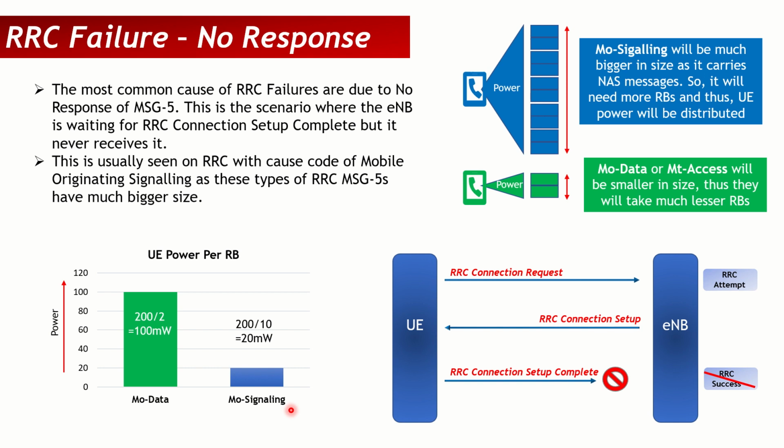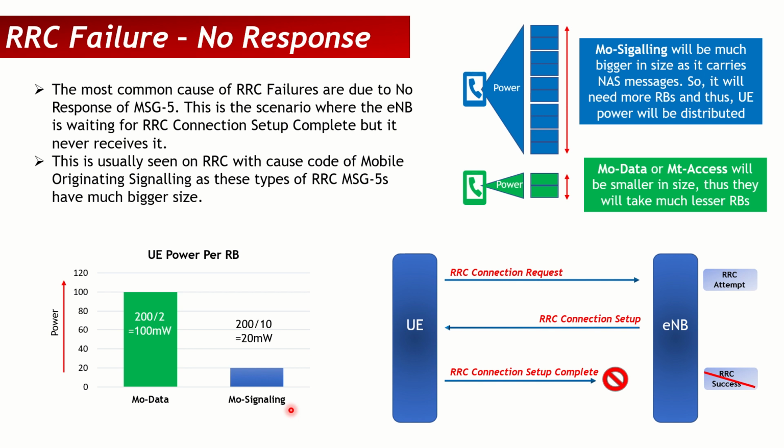Another problem of MO signaling can happen because of ping pong between 3G and 4G, for instance. Every time the UE goes to 3G and comes back to 4G, it needs to do MO signaling, either tracking area update or attach. So that can also cause more MO signaling requests for your network.